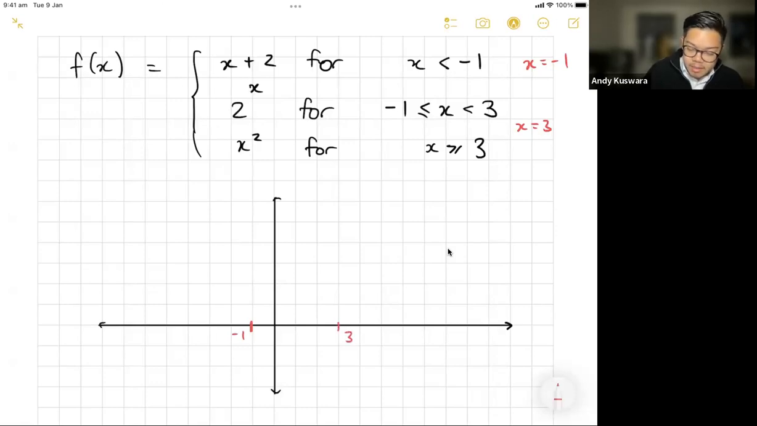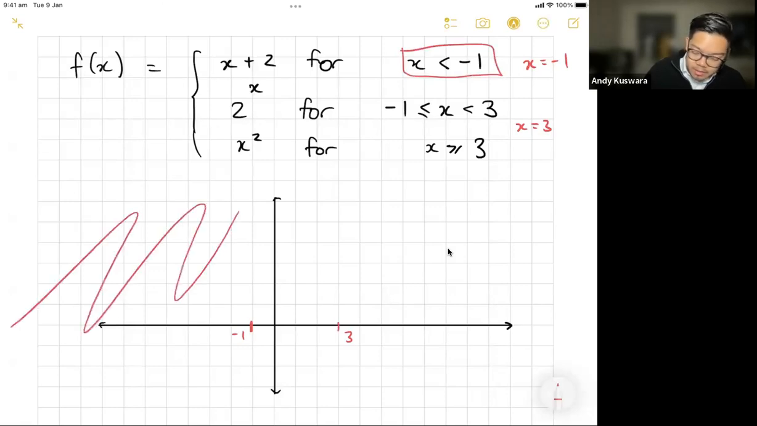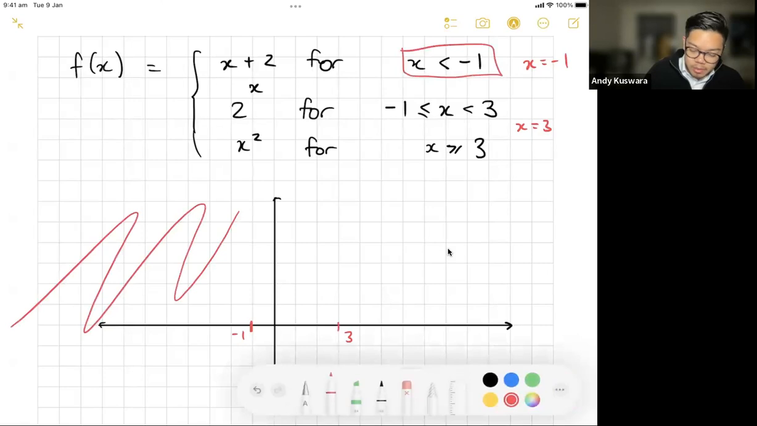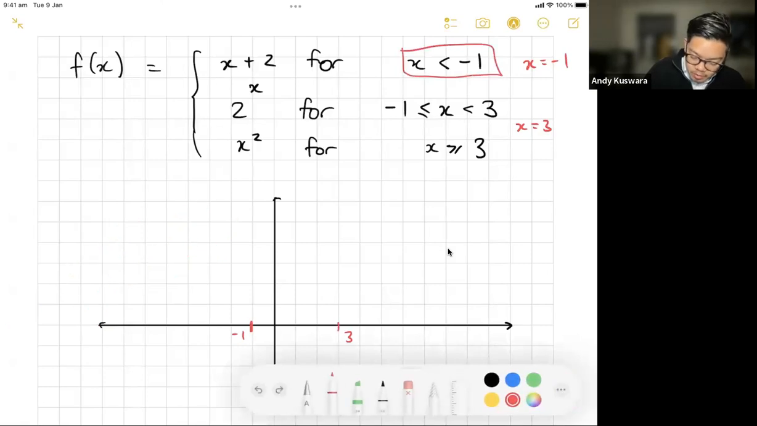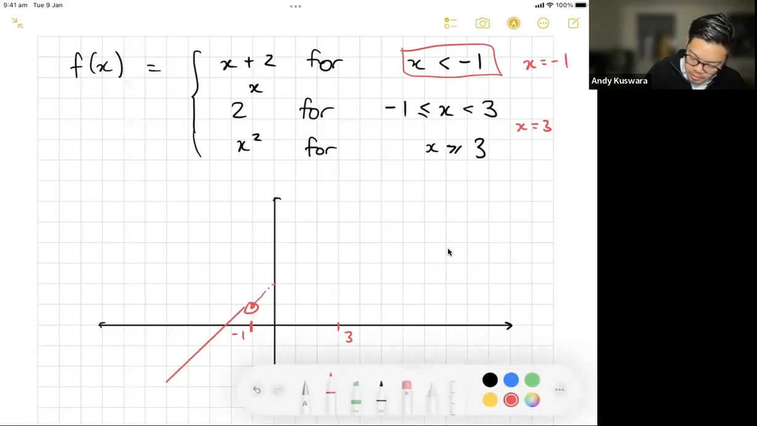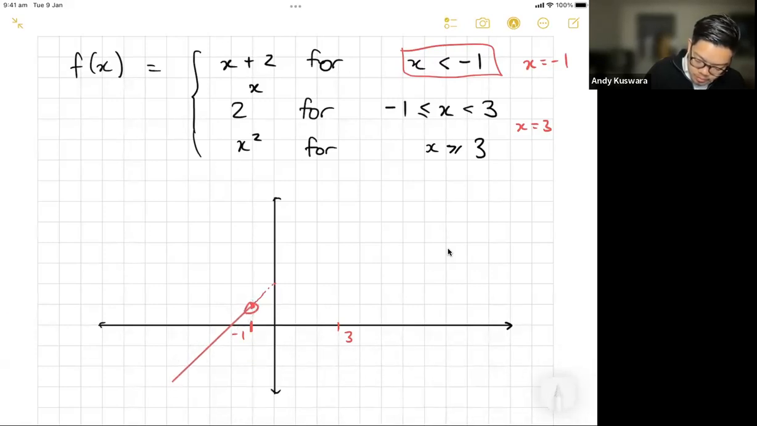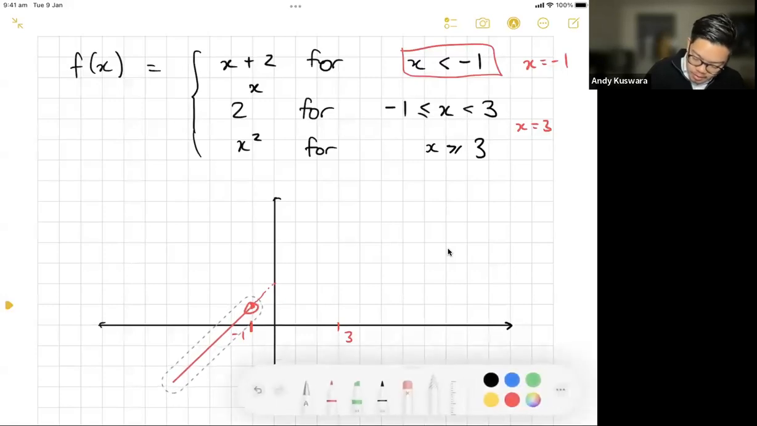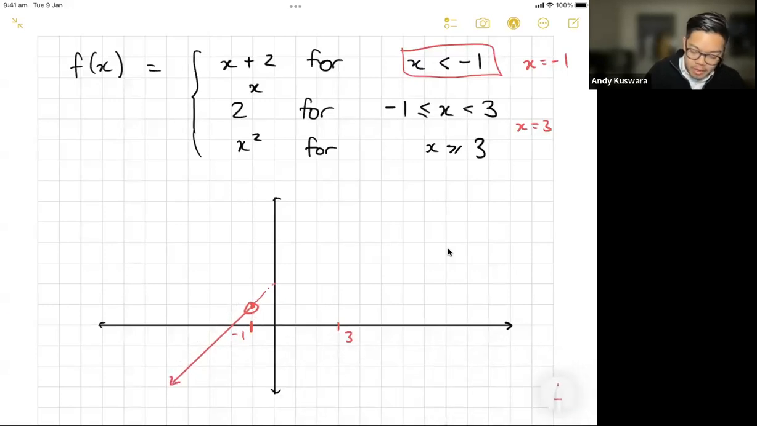For x less than -1, which is this whole portion on this side, we're working with x plus 2. That'll be a graph that looks like this. I'm going to dot it from here to here, and because we can't equal it, I'm going to leave the circle open. So from -1 to the left, we have that graph, which is x plus 2.